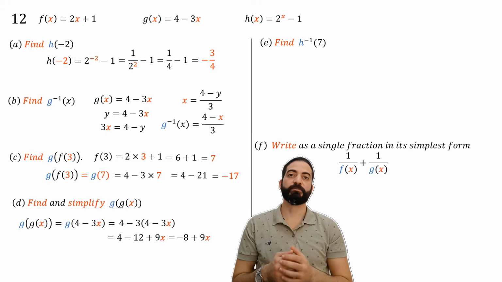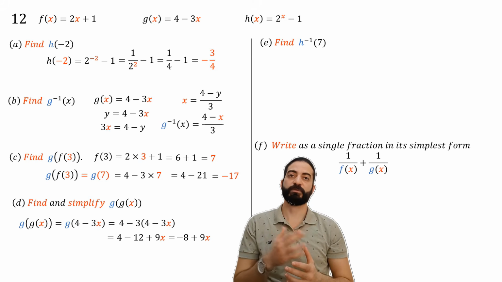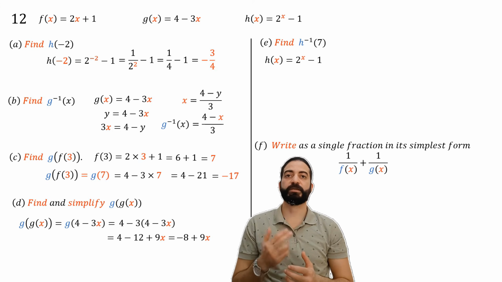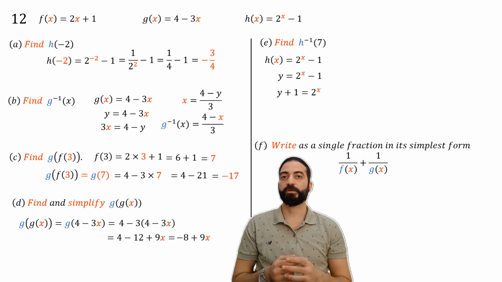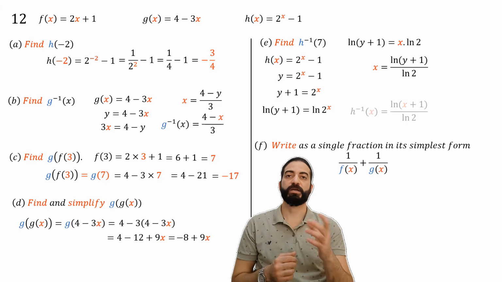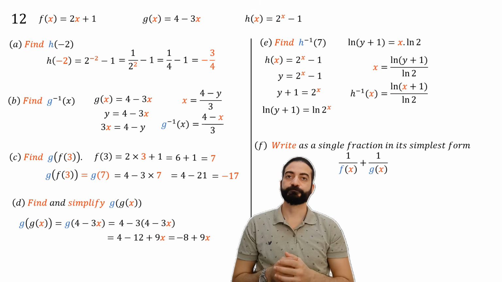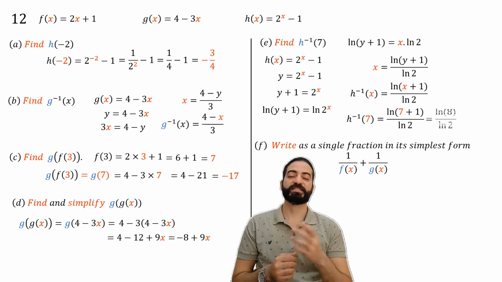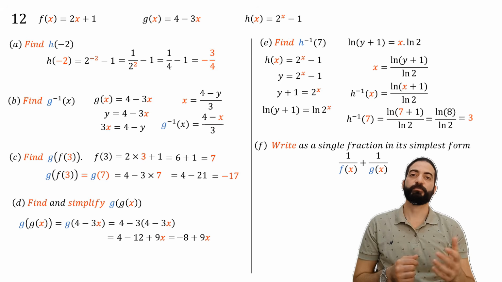Find h^-1(7). In order to obtain h^-1(7), we must first obtain h^-1(x). And in order to obtain h^-1(x), the first step is in place of h(x), we put y. The second step is we perform a calculation for x. Now, in order to obtain x, we can use ln. So we put ln, which helps us get the x in this way. Now that we have h^-1(x), in place of x, we put 7. We now move to part F.